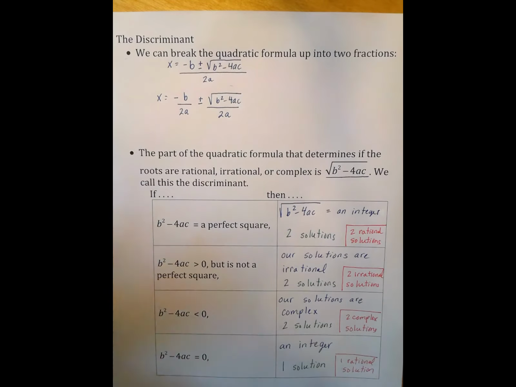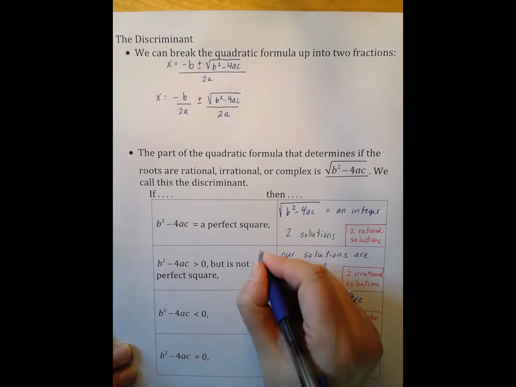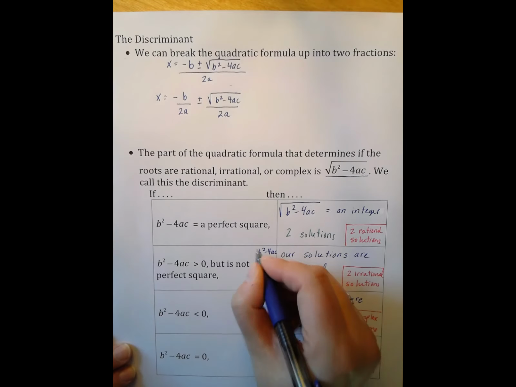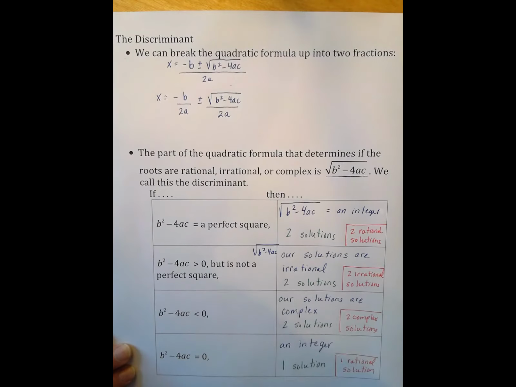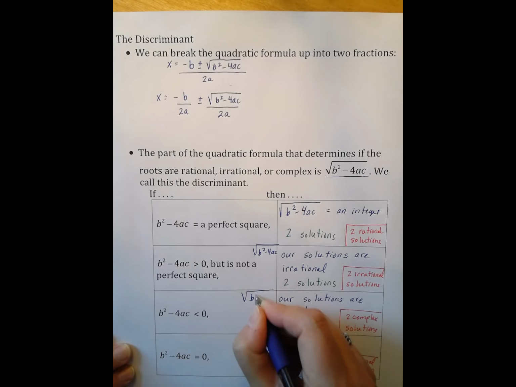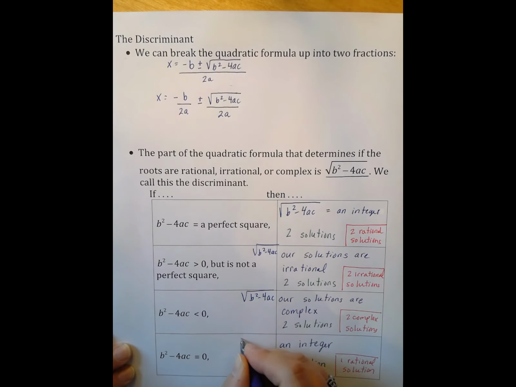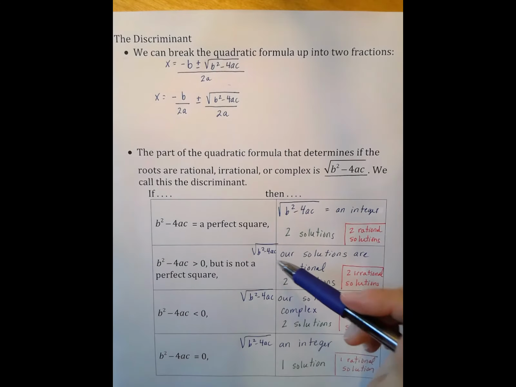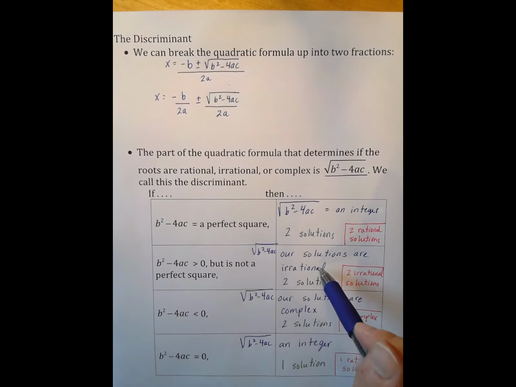So the two in the middle here, when we talked about our solution, we're talking about our solution to the square root of b squared minus 4ac. That's what we're talking about when we're looking at the blue writing that I have here. You'll notice that when the square root part of our answer is irrational, our answer to the quadratic is irrational. When it is complex, then our solution to the quadratic is complex.